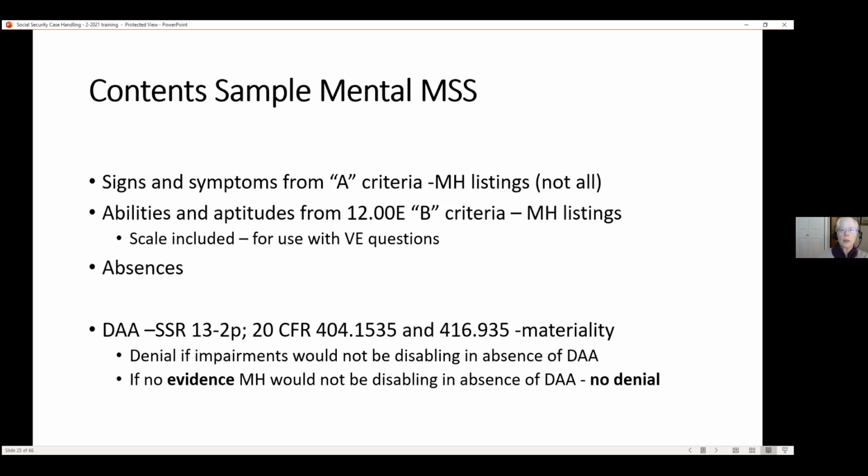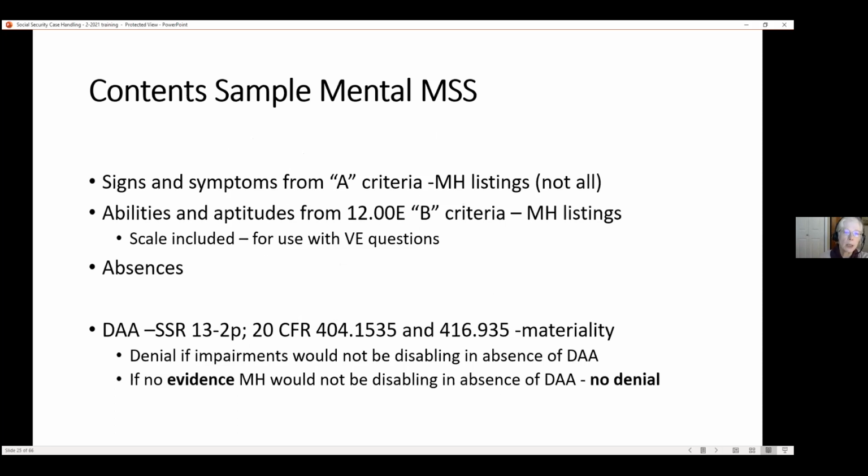So we haven't really talked about the listing of impairments. Kristen did yesterday, and let me just review that for a second. So the third step of the sequential analysis is, do you meet a listing in the listing of impairments? Social Security has a list.